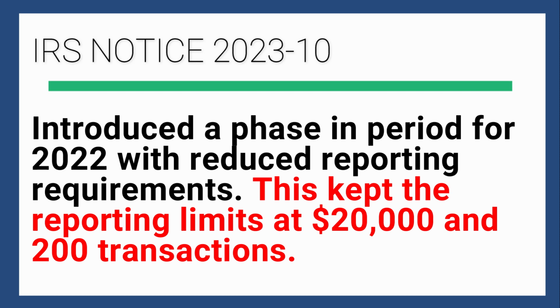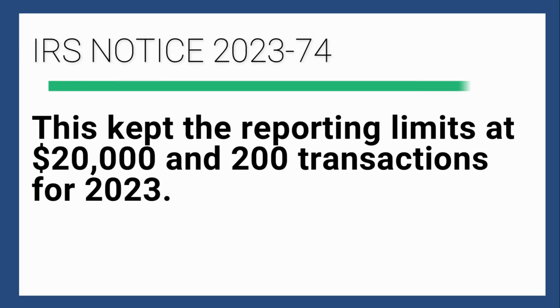Now, IRS Notice 2310 did come out for the tax year 2022. This kept the old limits in place and did not implement the new American Rescue Plan Act $600 threshold. Subsequently, in 2023, IRS Notice 2023-74 also kept the old limits in place. This was kind of like an introduction, a phase-in period for the new legislation.